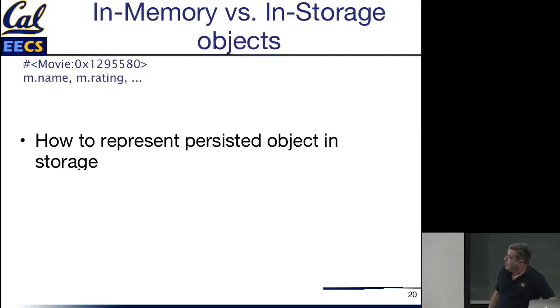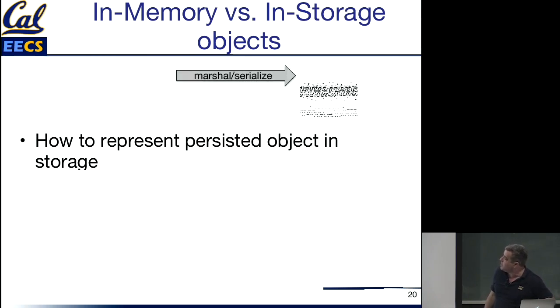So how do you represent a persisted object when you're about to store it? In memory, we have these objects that if you ever try to print out the representation of one, Ruby will say something like, this is some whatever instance of the movie object. You know, it has these different properties like names and ratings.